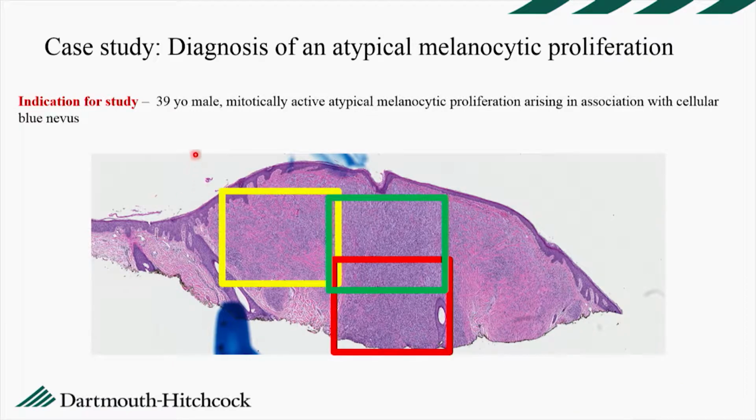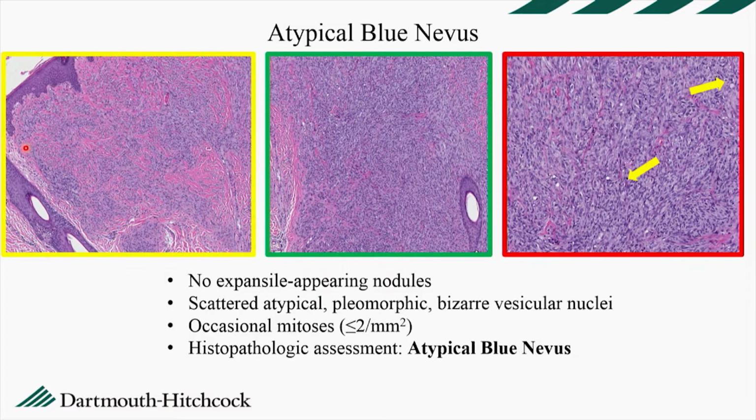So I'll finish up the talk by giving you an interesting case study to demonstrate how we would use Oncoscan successfully as a diagnostic companion test in aiding the decision-making for treatment options for a patient. So for this patient, the indication for study, or the reason for referral, is a 39-year-old male with a mitotically active atypical melanocytic proliferation arising in association with a cellular Blue Nevus. The highlighted regions here will get a close-up view next.